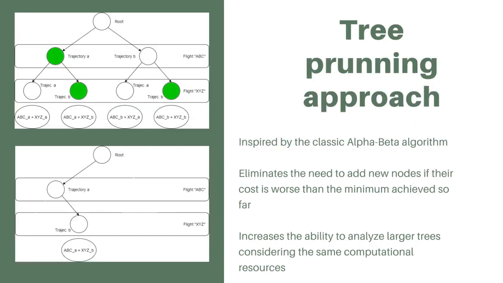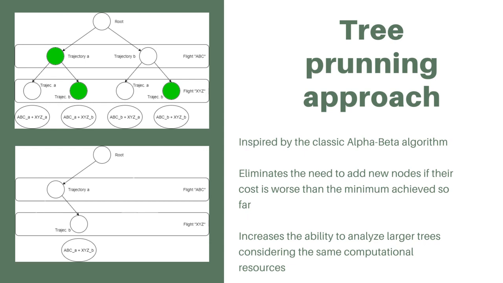Now we're going to explain the tree pruning approach. It is inspired by the classic alpha-beta algorithm. So on the top left side of the screen, we have two flights, flight ABC on the first line and flight XYZ on the second line. Suppose that trajectory A is the best trajectory for flight ABC, and that trajectory B is the best trajectory for flight XYZ.